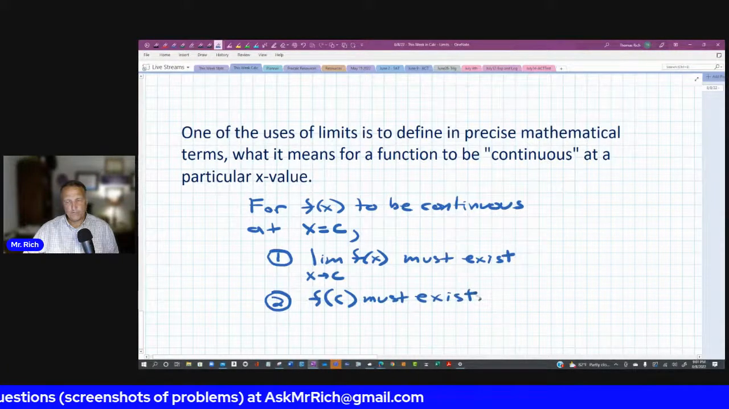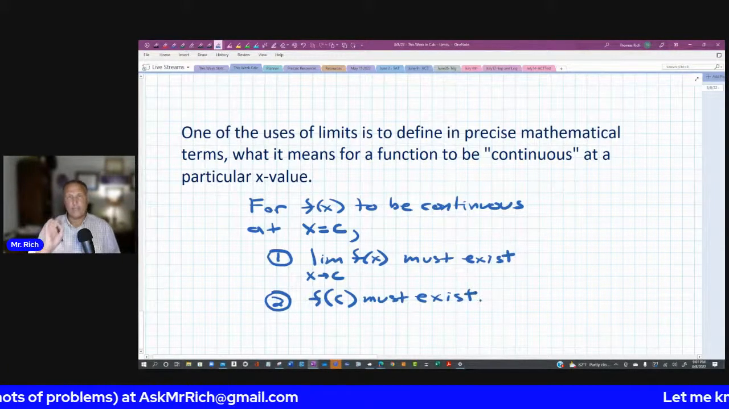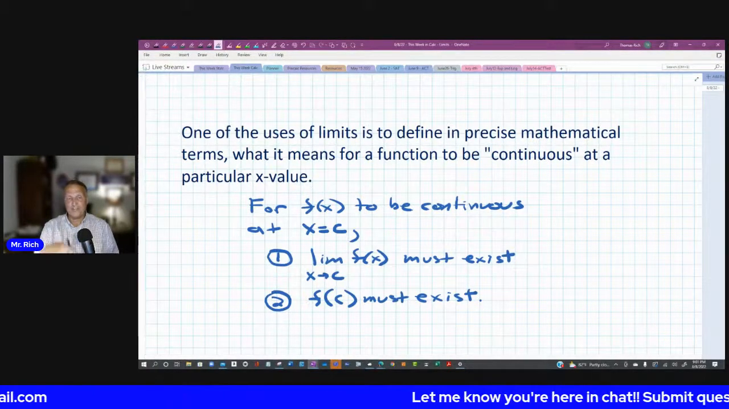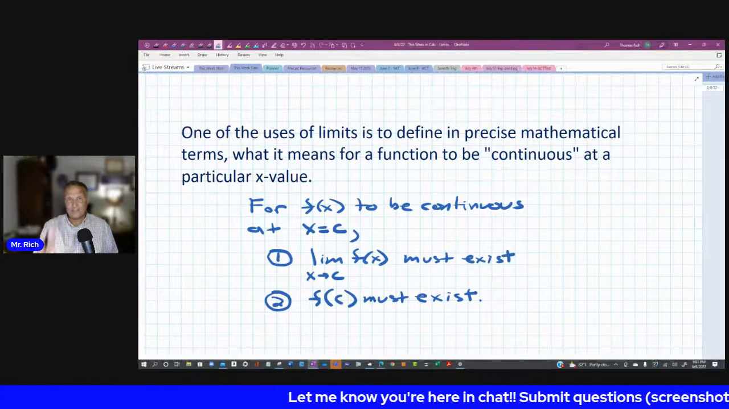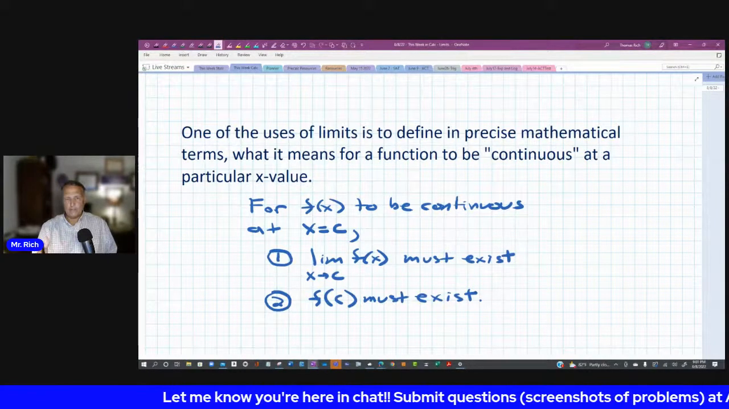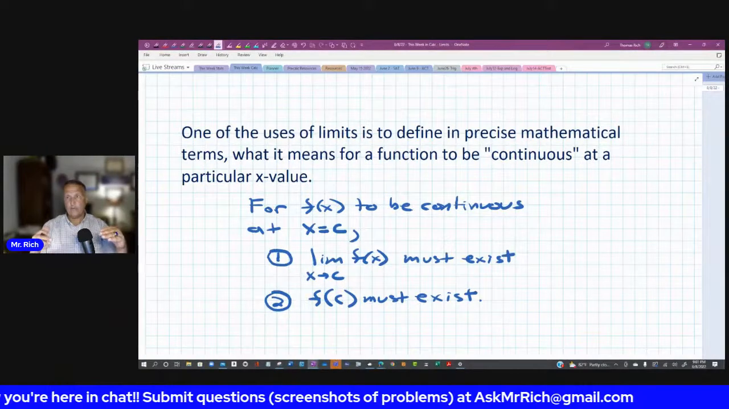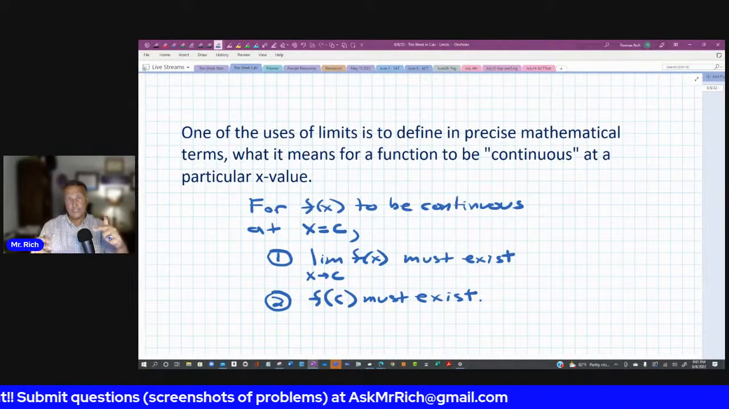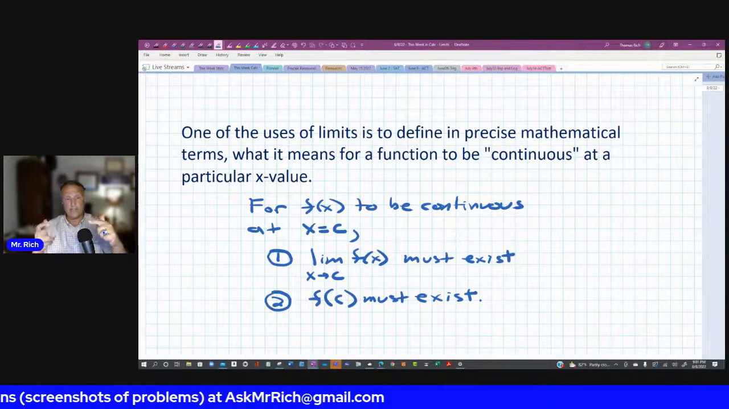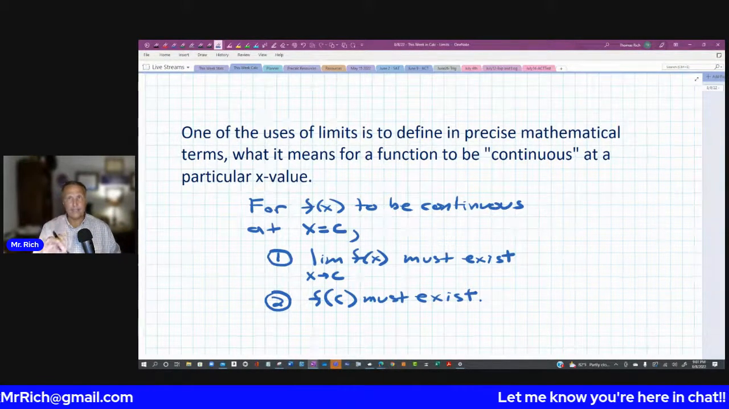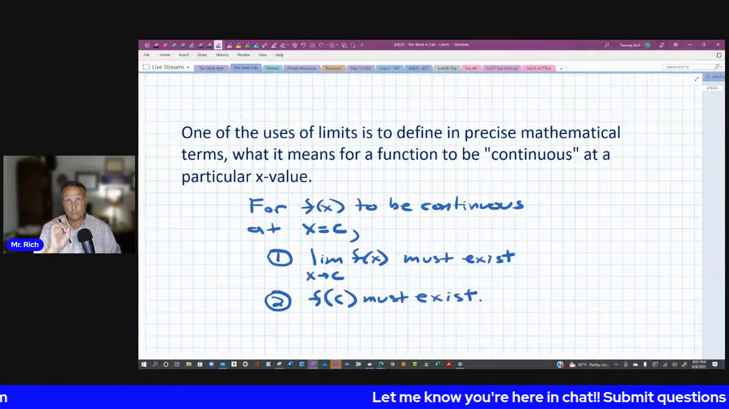So the function has to exist at that particular x value. Now, notice I've just used function notation and limit notation here in this definition. The limit notation as x approaches c is talking about what the function's doing very, very close to c, at x equals c, at either side. f of c is referring to what the function is doing exactly at x equals c.